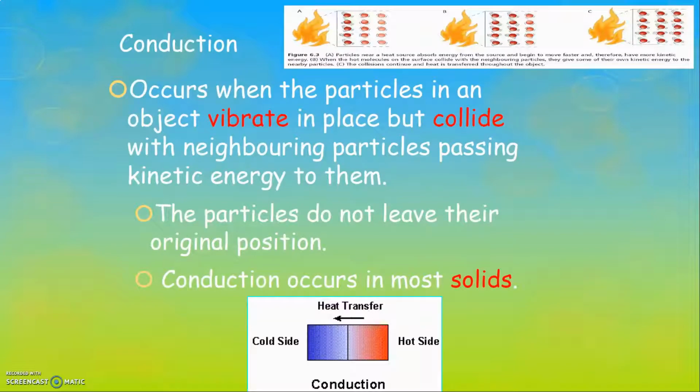Conduction, number one, occurs when the particles in an object vibrate in place but collide with neighboring particles, passing kinetic energy to them. The particles do not leave their original position. Conduction occurs in most solids. This means that when particles in an object move around and bump into each other, they pass that energy to the neighboring particles because of the bumping.